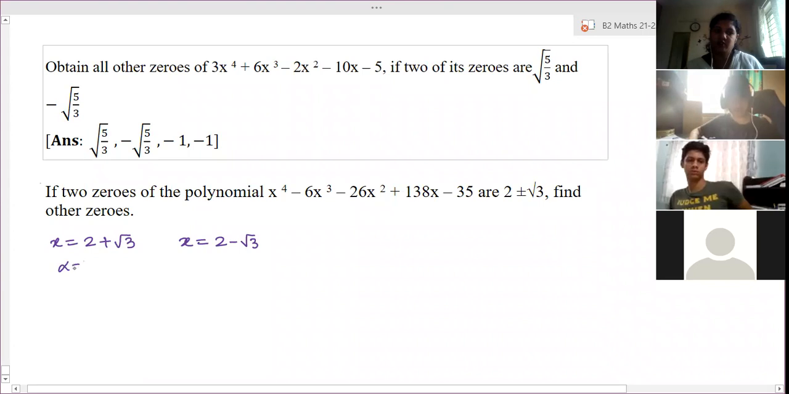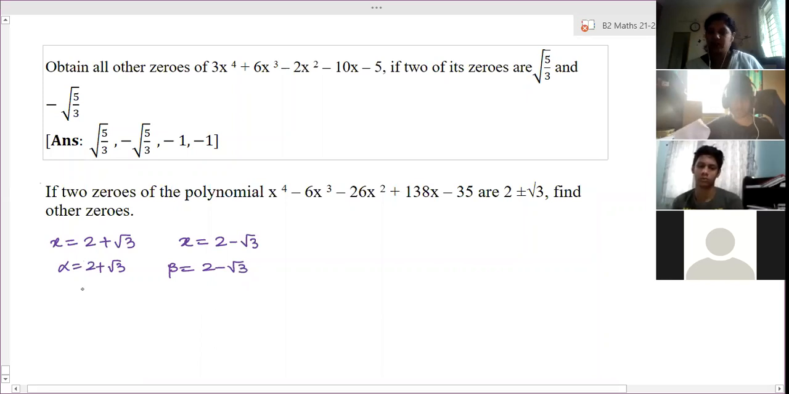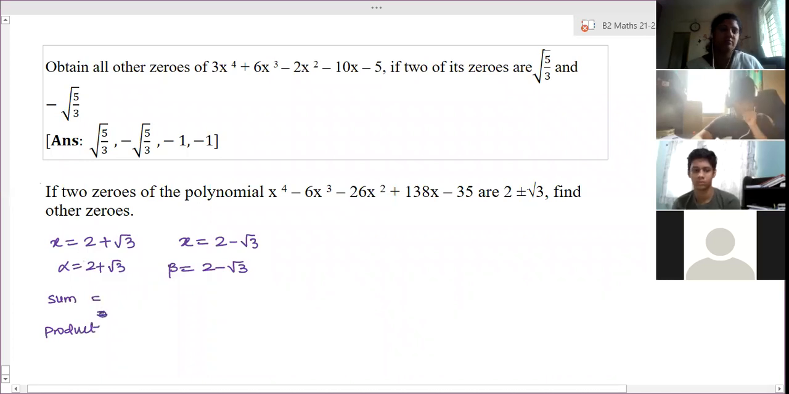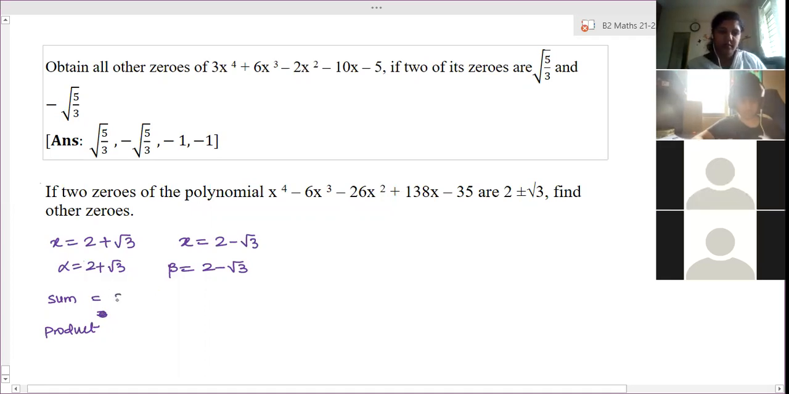Alpha is equal to 2 plus root 3 and beta is equal to 2 minus root 3. Then we have to form the polynomial. So how to find out? We need a sum and we need a product. So what is the sum of zeros? 4. Sum is 2 plus root 3 plus 2 minus root 3. Minus root 3 plus root 3 cancel. Answer is 4. And the product is 2 plus root 3 into 2 minus root 3, that is 4 minus 3, which is 1.